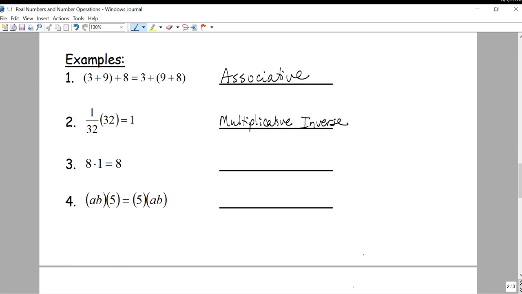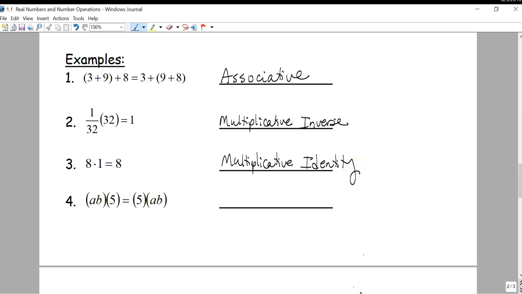Okay, and then the third example says that some number times 1 is itself. 8 times 1 is 8. So that would be the multiplicative again, because we want to distinguish, because the additive identity is different from the multiplicative identity. So that would be multiplicative identity.